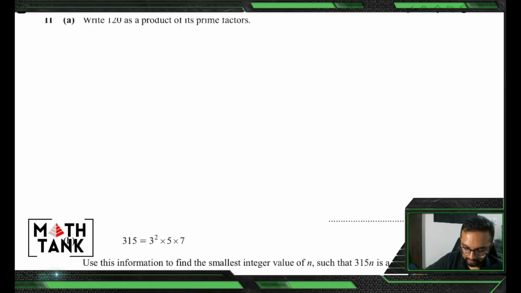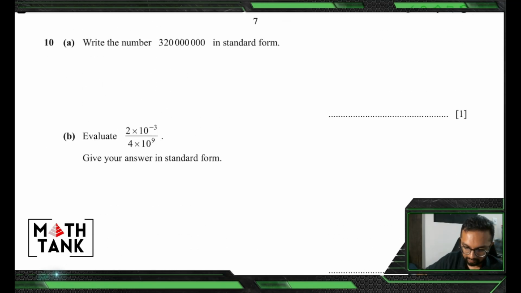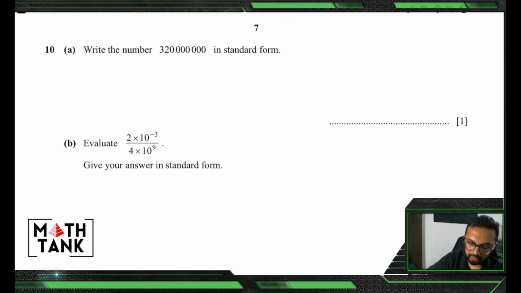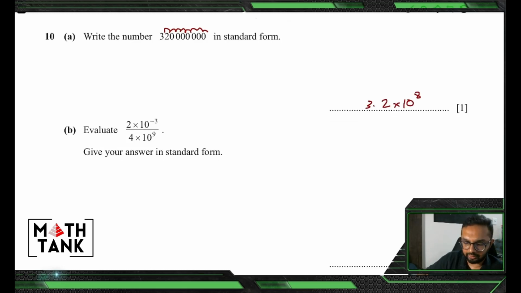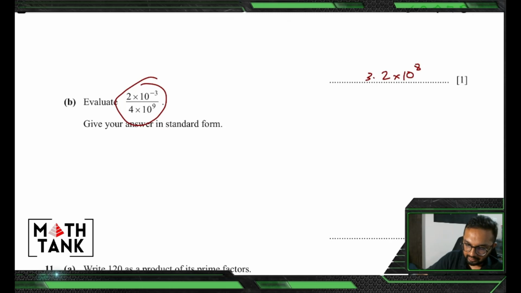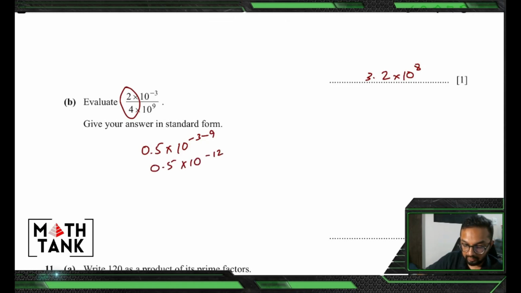Let's look at another question. Where is the question? Oh, there are two questions. Okay. So lots of decimals, 1, 2, 3, 4, 5, 6, 7, 8. So 3.2 into 10 power 8. Easiest of questions. Let's do this. Again, we learned that when you divide, you need to write in decimals. So 10 power minus 3 minus 9, 0.5 into 10 power minus 12. But I still need one more number here, 5.0 into 10 power minus 13.